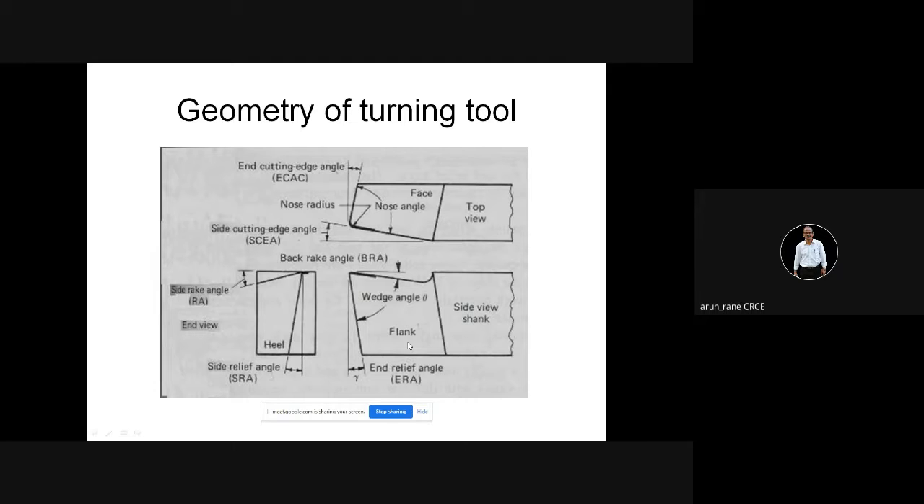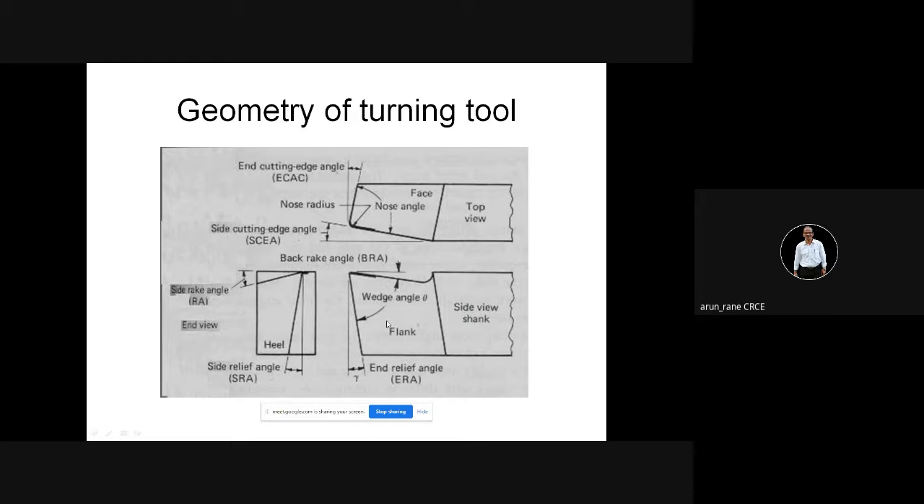This is comparatively easy. Okay, so this is your back rake, this is your end relief, then this is your side cutting, then this is your end cutting, this is side rake, and this is side relief. Okay, then this angle, obviously, suppose if this is 5 degree, and if this is 10 degree, obviously this will be 75 degree, because this is total 90 degree, and this angle is called the wedge angle.